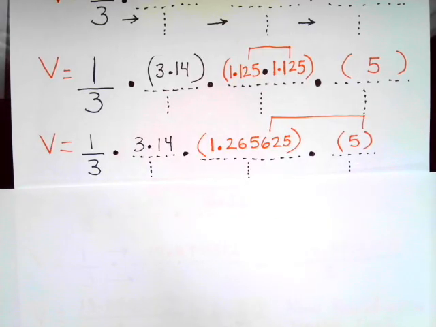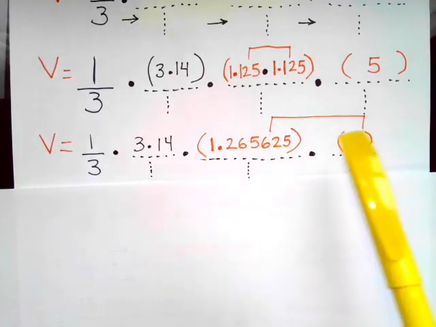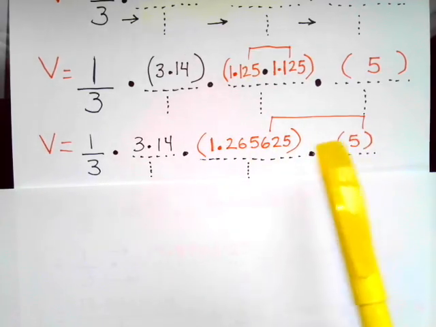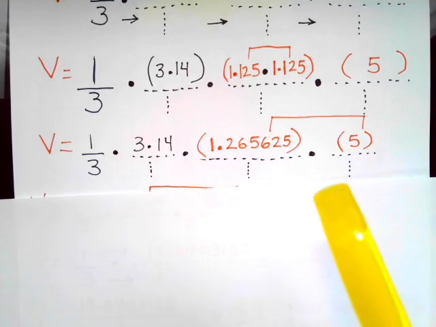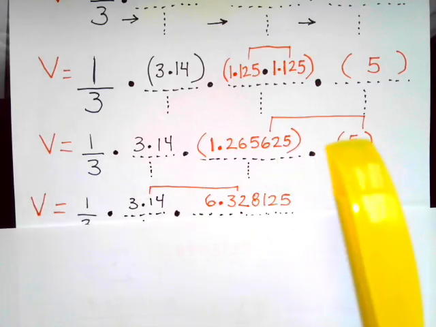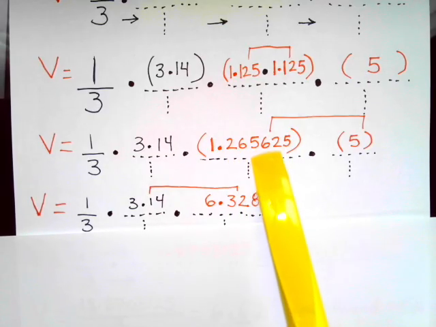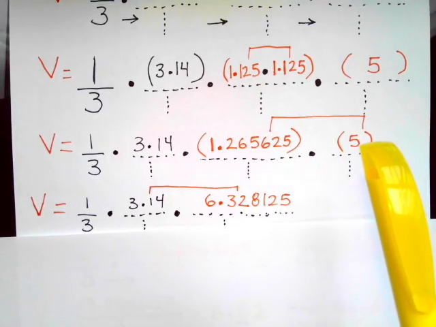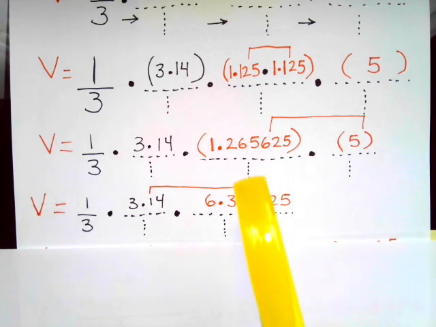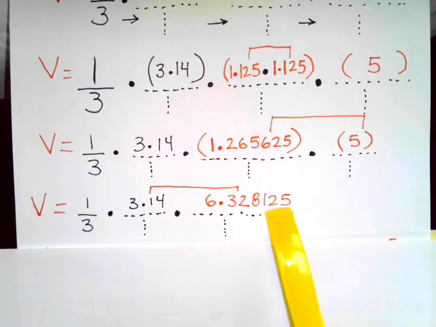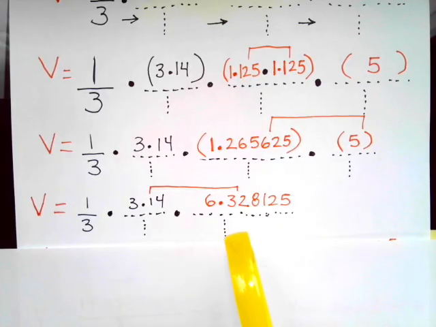I think it's a commutative property of multiplication that allows you to do that. Anyhow, I'm multiplying these two terms here, and the rest we multiply, and the last step is to divide. So I'm going to show you that here. 1.265625 times 5, and we multiply 1 times 1 again as invisible 1. So I end up with 6.328125 over the invisible 1.